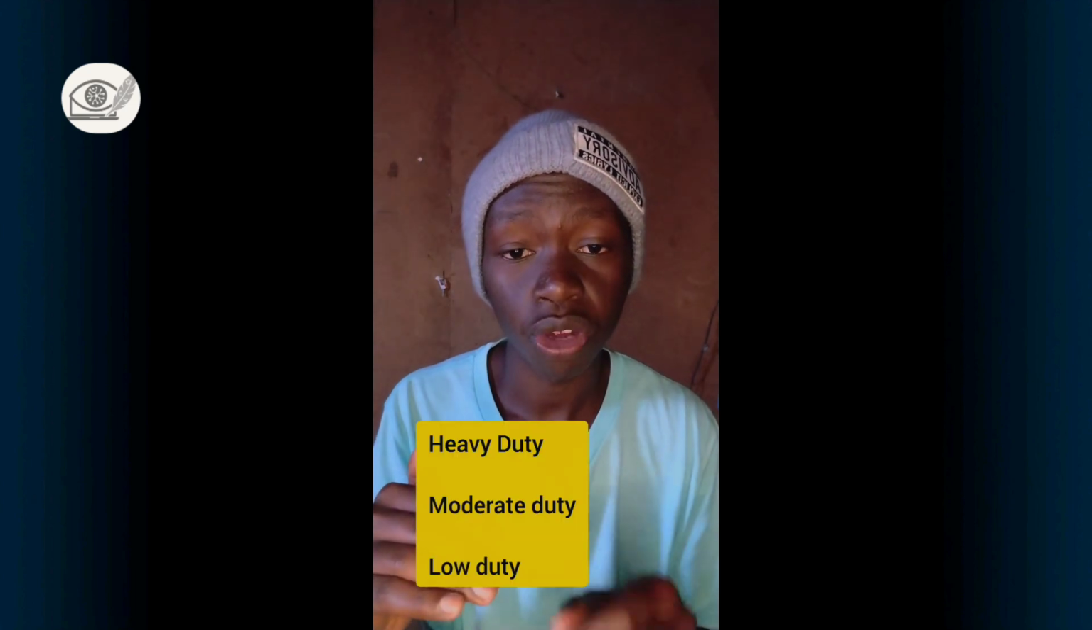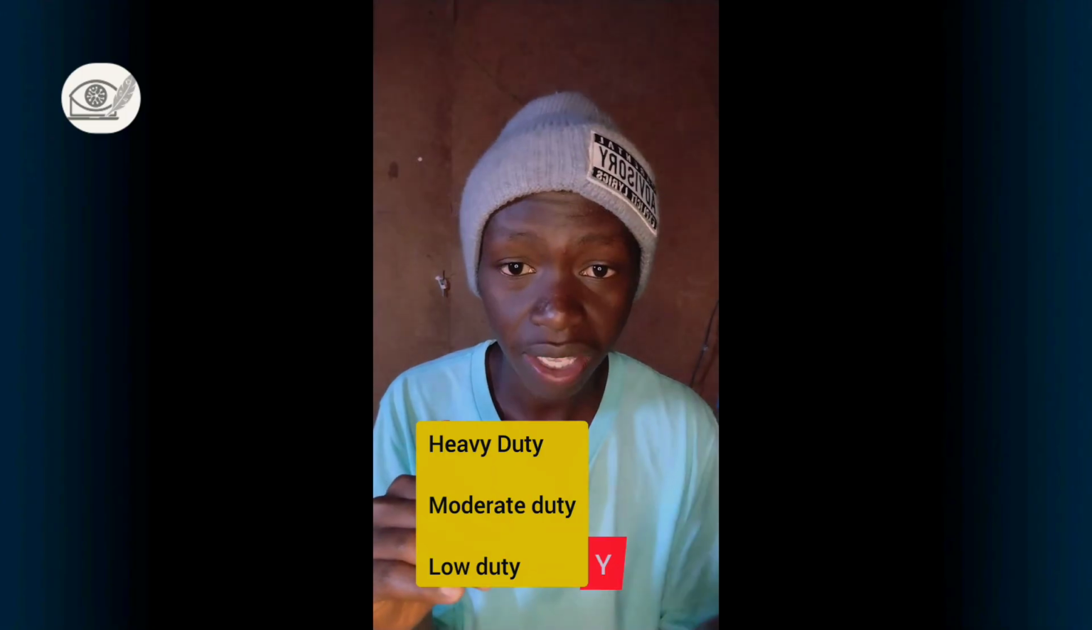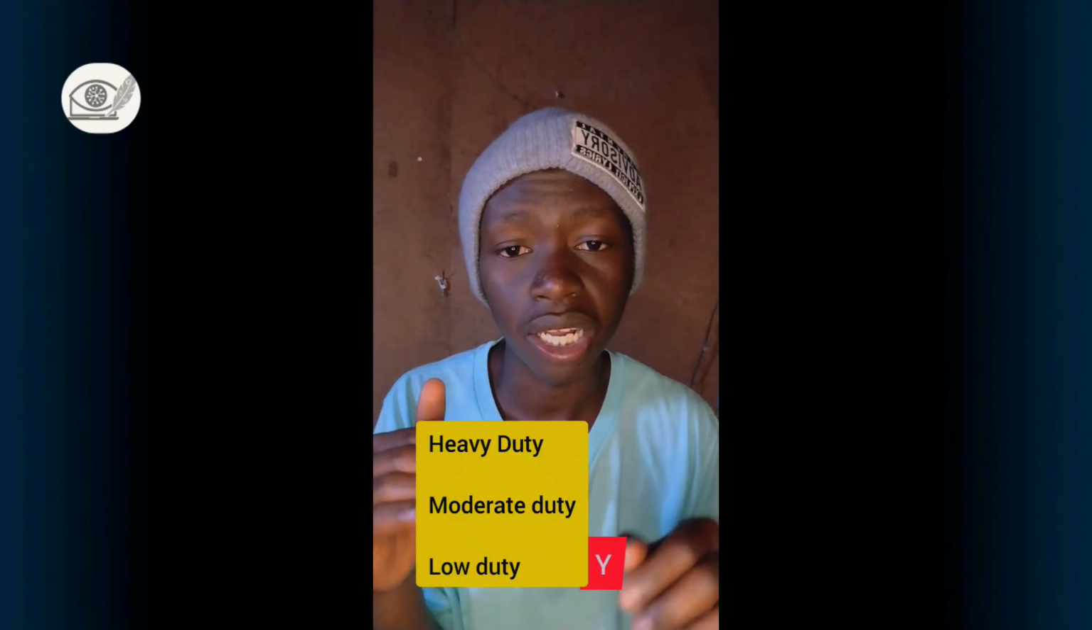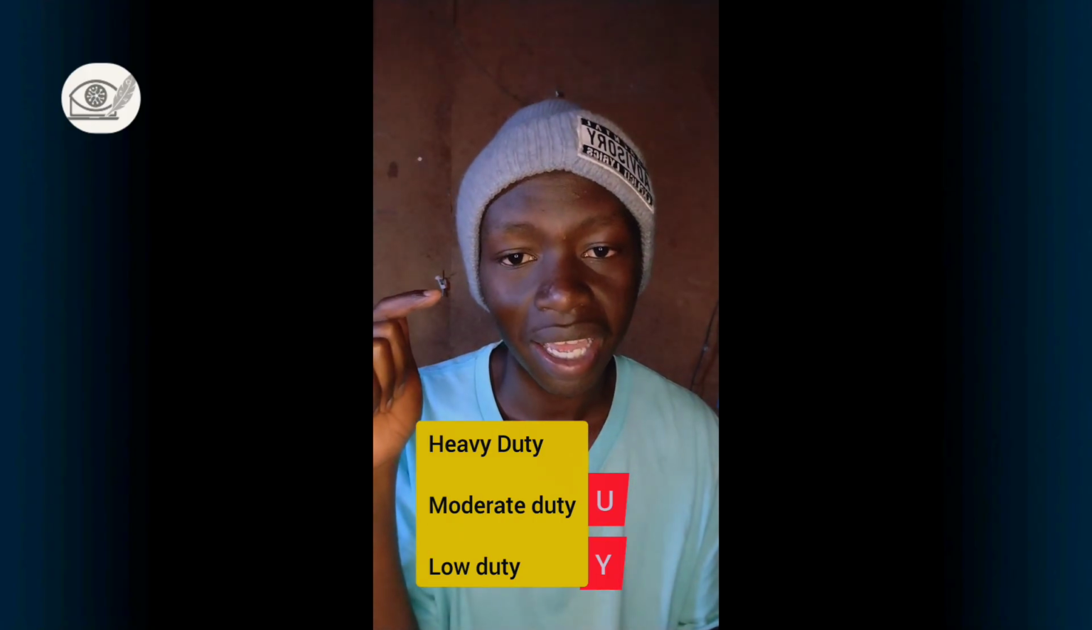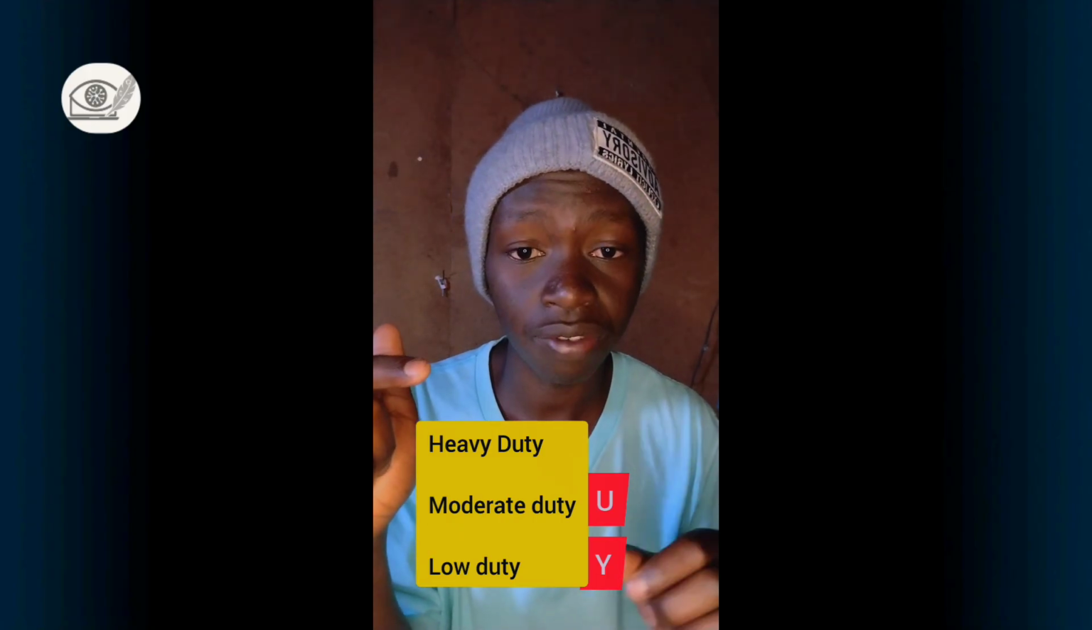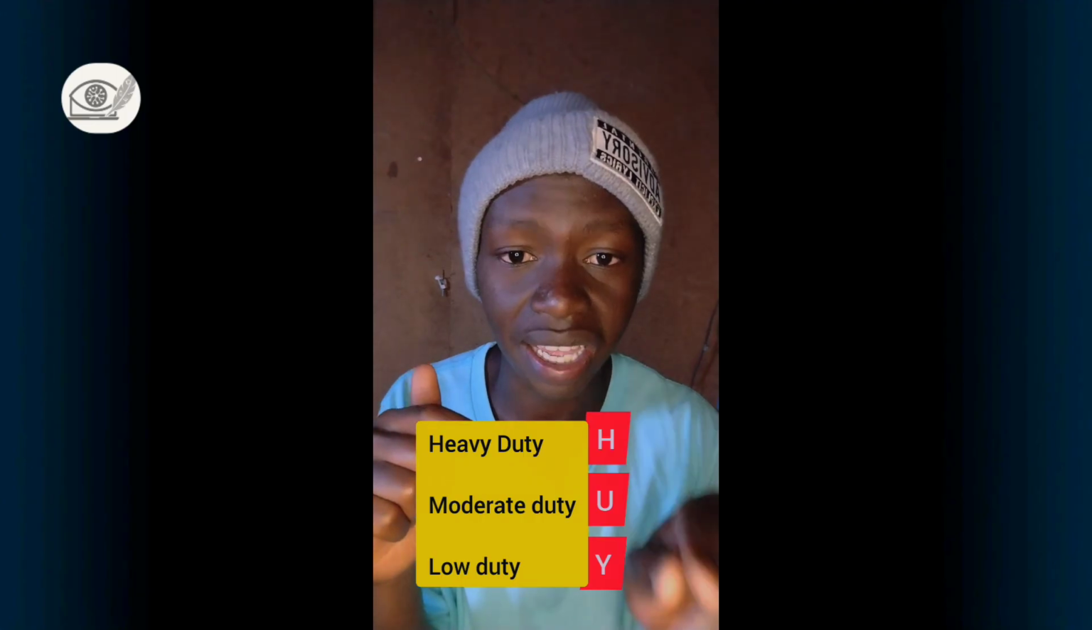That being said, we are going to assign letters to each category. This is the low. I'm going to assign it the letter Y. So this is the middle. I'll assign it the letter U. And then there are the high tasks or heavy duty. I'll assign it the letter H.